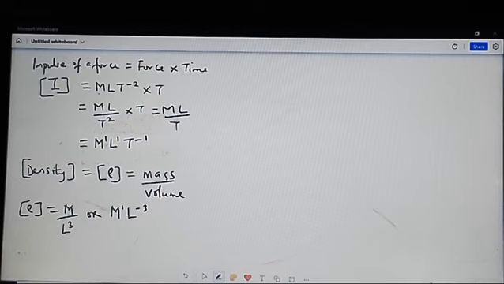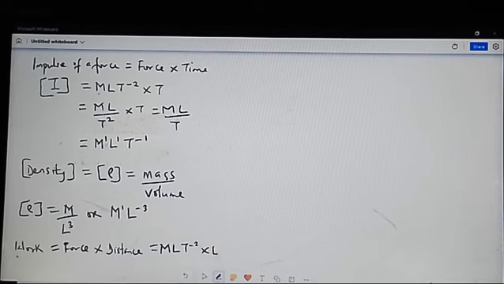Let's talk about another physical quantity, work. Work is equal to force times distance. The dimension for force is M L T raised to power minus 2, then times distance. So work, let's say W, has dimension of M L squared T raised to power minus 2.